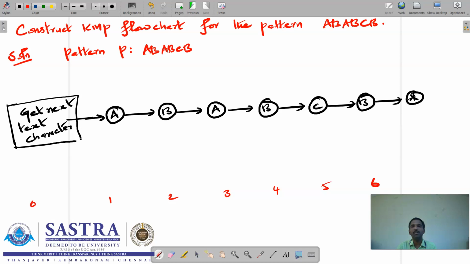First we need to mark the successful links. A to B, this is a successful link. B to A, then A to B, B to C, C to B, then B to star. These are the successful links. This is step number 1. Then we need to trace the algorithm to find out the failure links, so that after the construction of the failure links, we represent the same in this diagrammatic representation so that we will get the equivalent KMP flowchart.